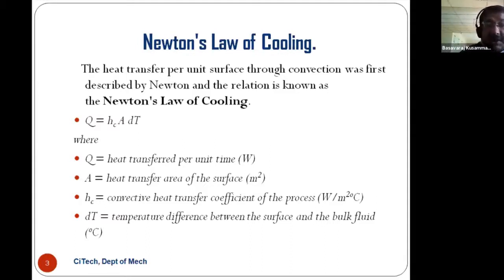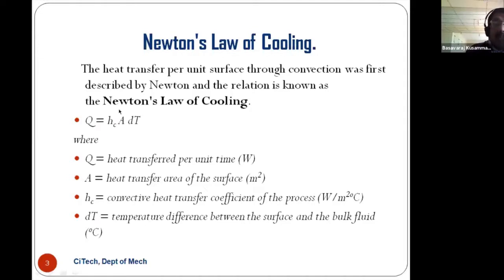HC is called the convective heat transfer coefficient. So convection heat transfer mainly depends upon the heat transfer coefficient. Heat transfer Q is directly proportional to HC, the convective heat transfer coefficient.